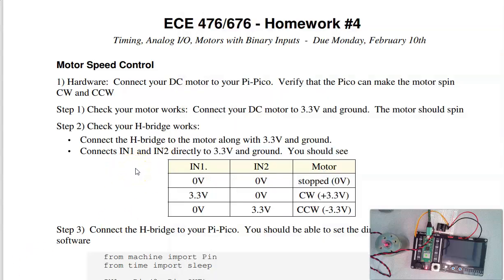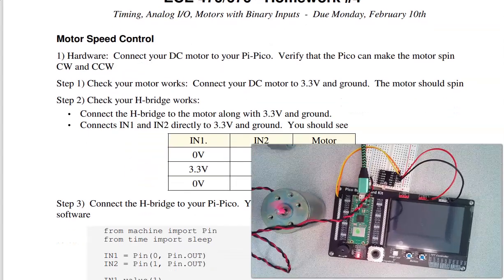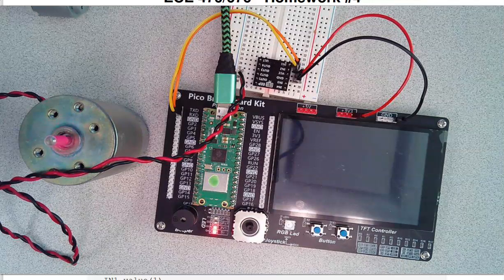Well, the first step is to connect up your motor to make sure it can spin. So here I'm going to connect it up from the Pico board. I've got power and ground going to my H bridge. I've got these two wires, output GP0, GP1, going to my two inputs, and the motor output goes to the motor.